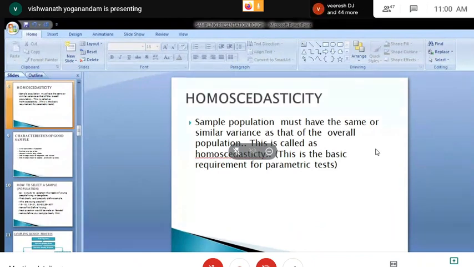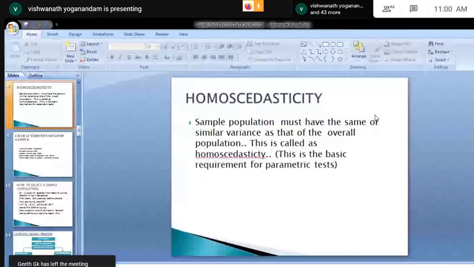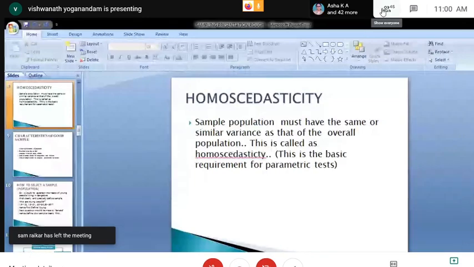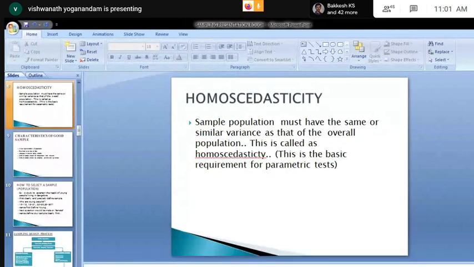So this is important, and this is called homoscedasticity in the sense that if you have 1,000 people, the variance of the 1,000 people and the variance of the 1 lakh should be somewhat similar or the same. If they are very different, there is something wrong. It means you have taken the wrong sample, and you will not be eligible for doing a parametric test.